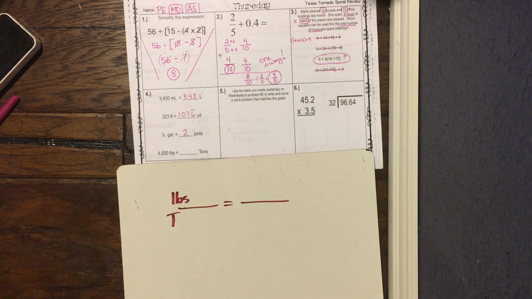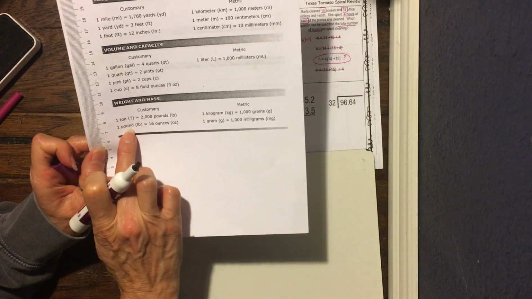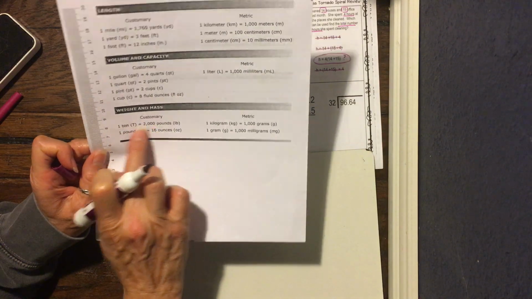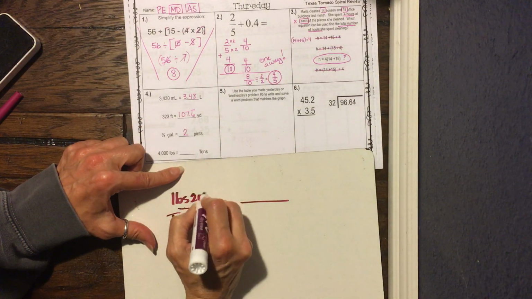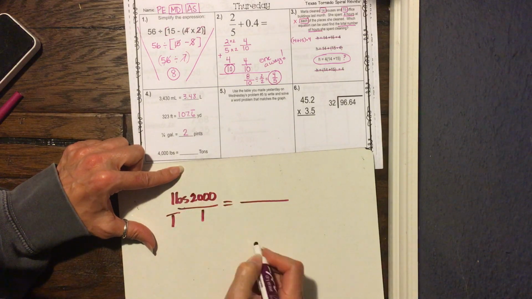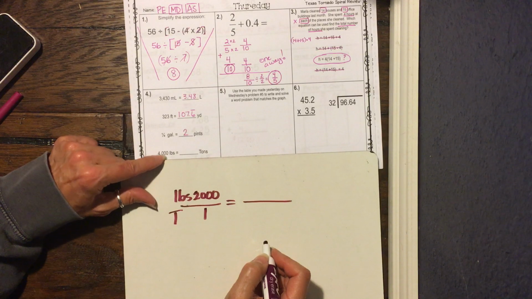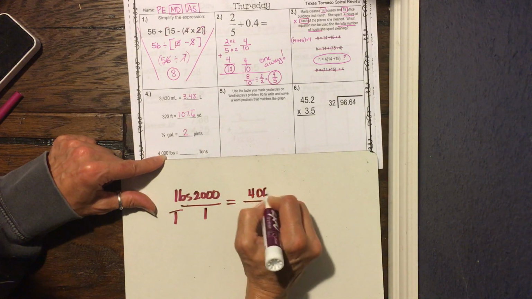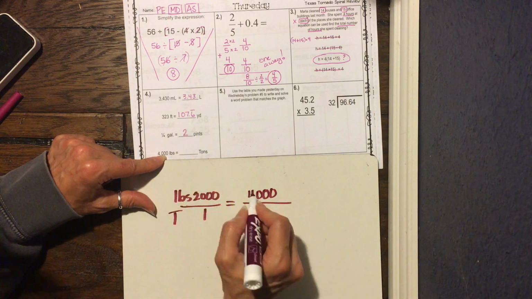We're going to look at our conversion sheet. And it says that there is 2,000 pounds in 1 ton. So there's 2,000 pounds in 1 ton. We come back to our numbers that they gave us. They actually gave us pounds. So we have to put that number in the right place. We have to put it on the pounds line.